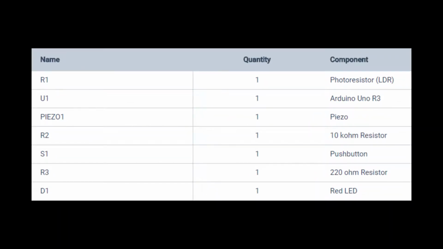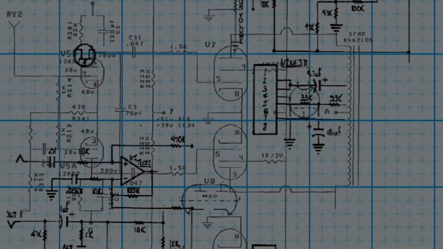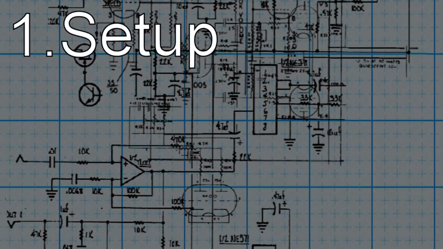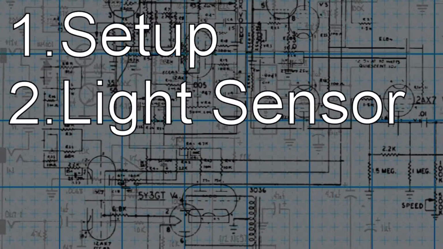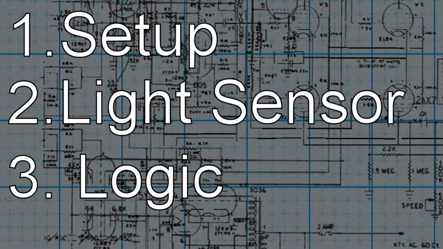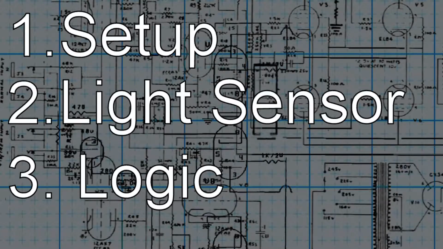I've listed out the materials you'll need for this project on screen. If you need to gather your materials, I would do that right now. There are three main parts to this project. The first is the setup, the second is the light sensor, and the third is the logic that brings everything together.